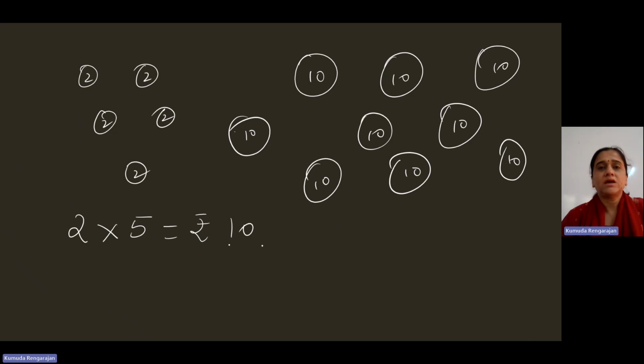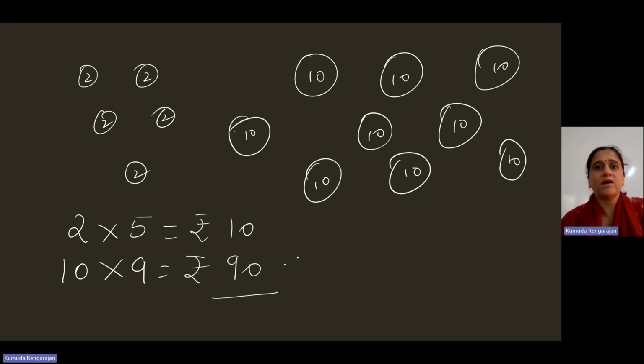Correct? Next, the denomination is 10 rupees. That's a denomination, multiplied by how many 10 rupee coins? 1, 2, 3, 4, 5, 6, 7, 8, 9. Into 9. So what's the value of all the 10 rupee coins? 90 rupees. Now, what's the total value of money you have? 100 rupees. So how do you find the value of money? Denomination into number of coins or denomination into number of notes. Simple. That will give you the value of the money.